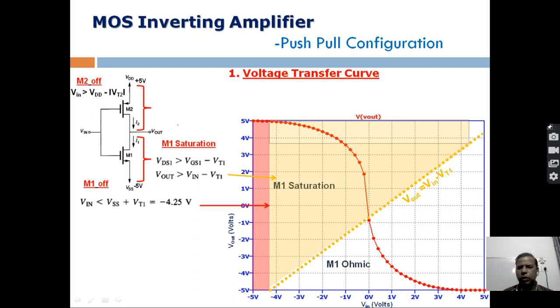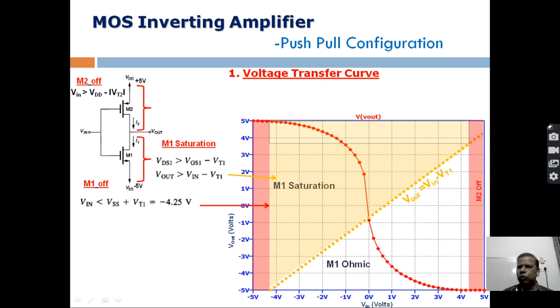So this device will go in the off state, and this M2 off will be there in this region. So this is 4.25. So if this input voltage becomes greater than 4.25, in that case the gate source voltage for this PMOS will be so low that this device will enter into the off state, right?